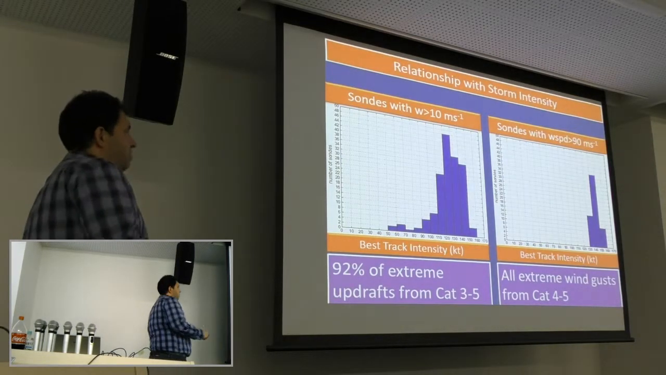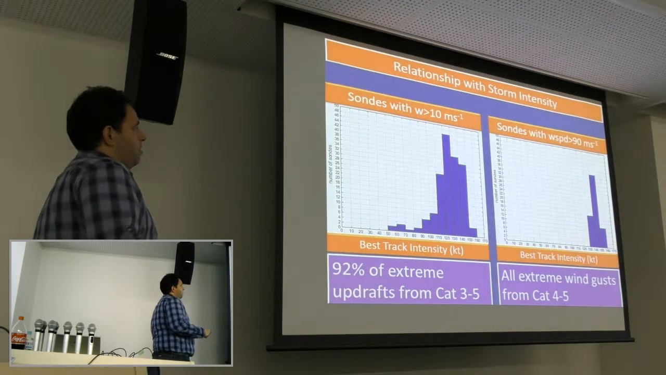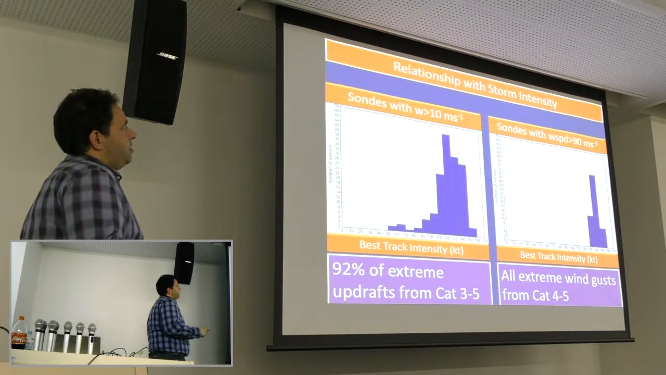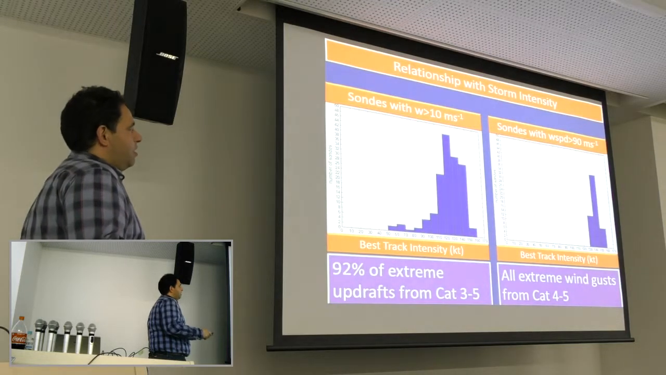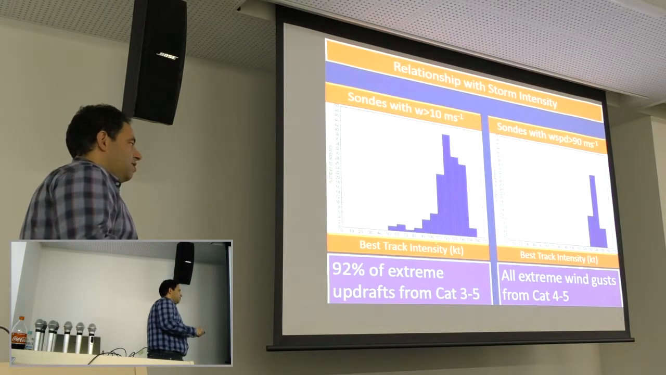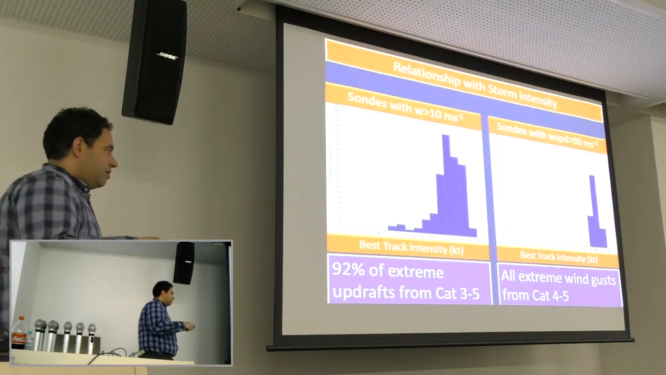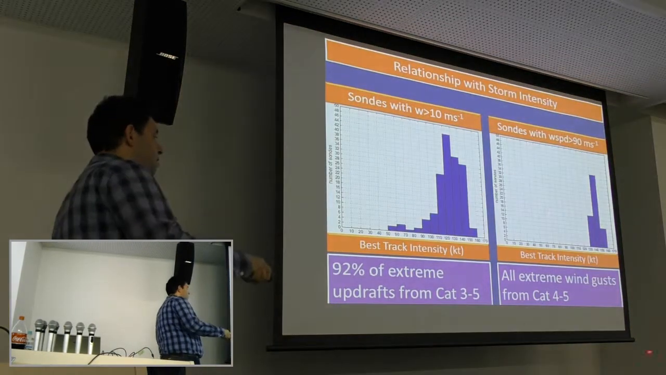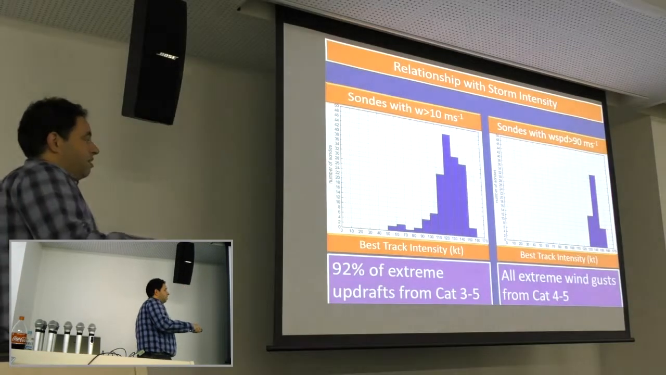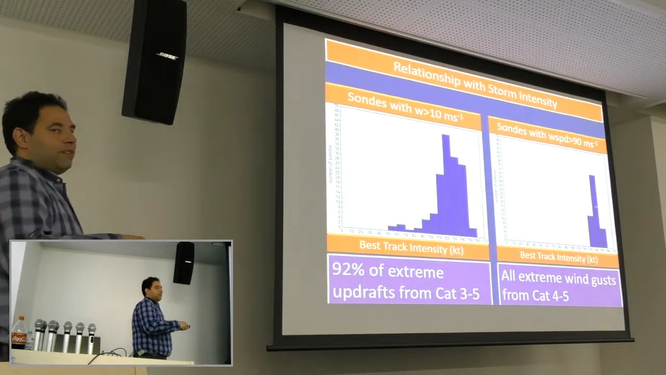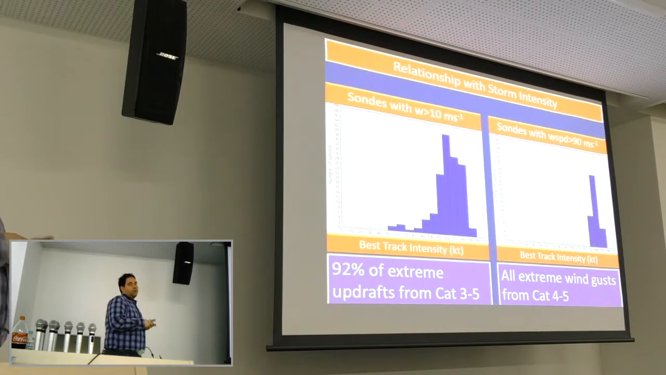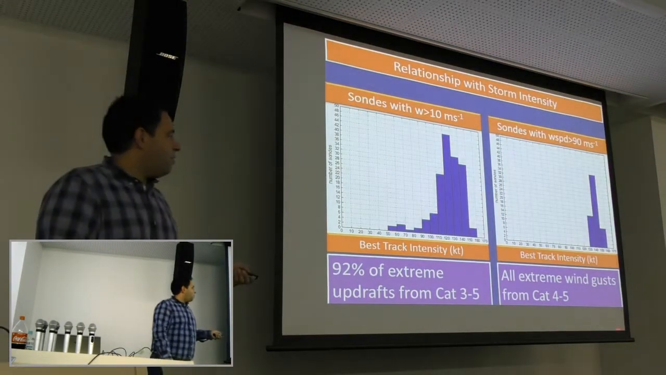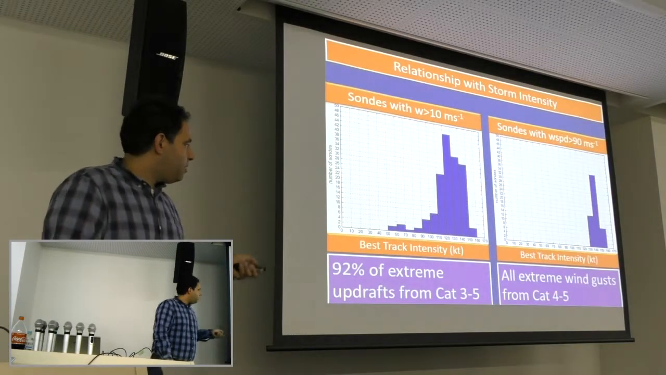And this is the relationship of the frequency of these sondes with storm intensity. So the x-axis here is the best track intensity in knots. First looking at the right, this is not surprising. All of the sondes sampling extreme wind gusts were dropped in very strong hurricanes. So all of them are category 4 and 5 storms.